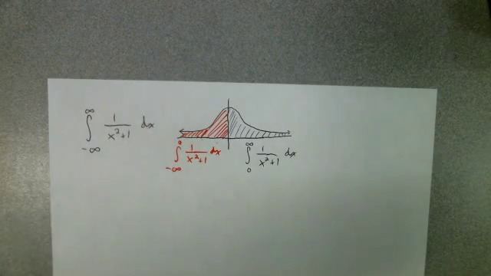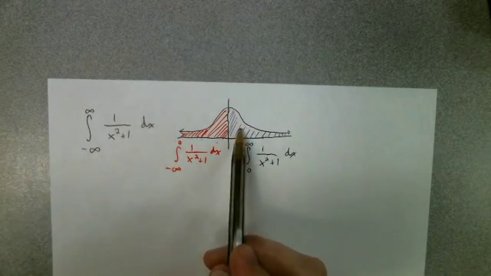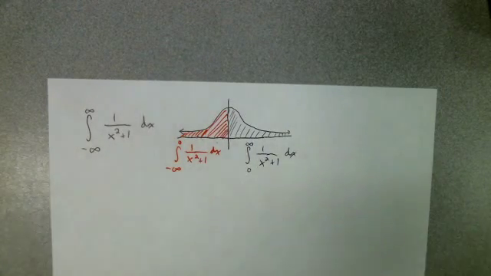Now it turns out you could just say, okay, well, by symmetry, this area is going to be equal to that area. So you could just compute this integral and double it. But you can't always do that on problems, if you don't have the symmetry going on. So we're just going to compute this integral in two pieces.